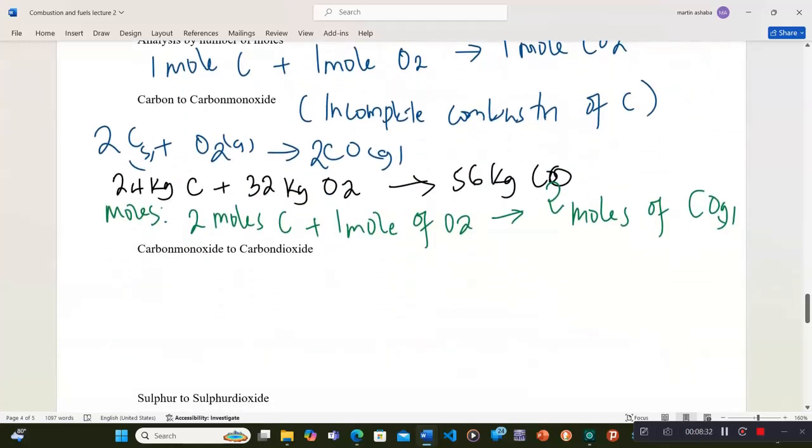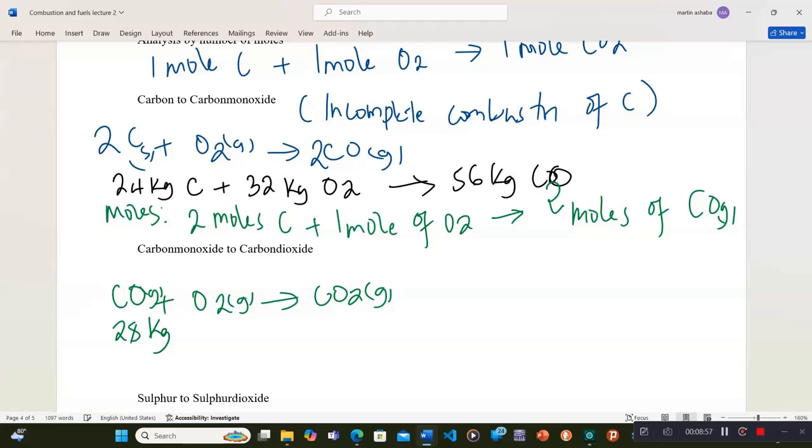What about carbon monoxide to carbon dioxide? So I have carbon monoxide reacting with more oxygen to give carbon dioxide. This is a gas, this is a gas. So this would give you 12 plus 16, that is 28 kilograms of carbon monoxide, plus 32 kilograms of oxygen, giving you how much?